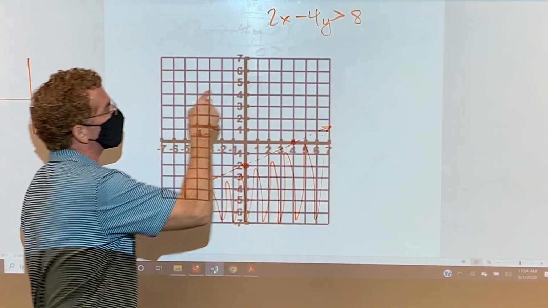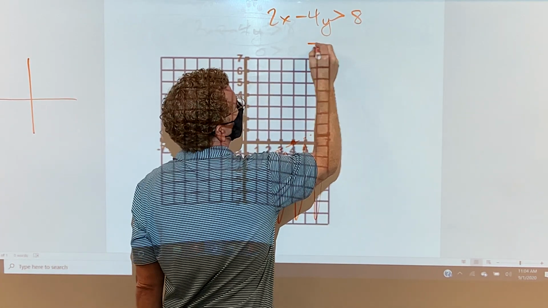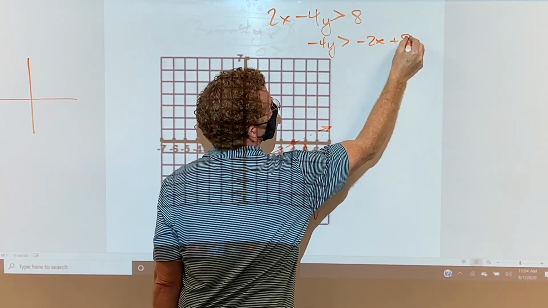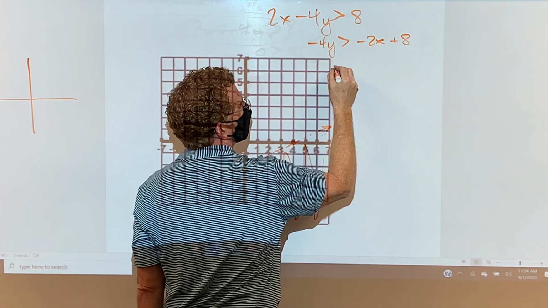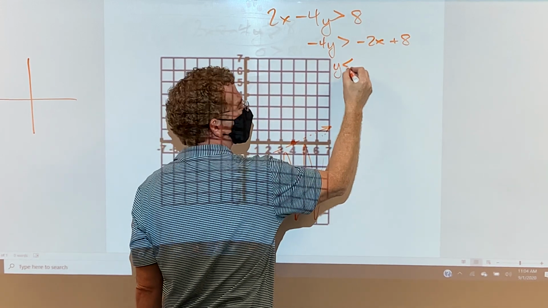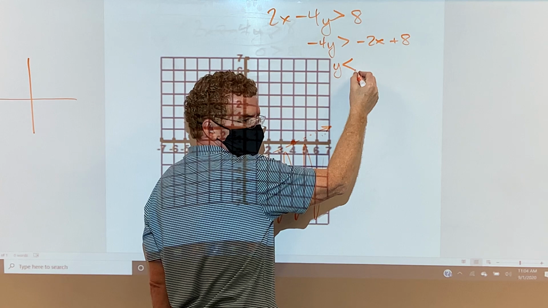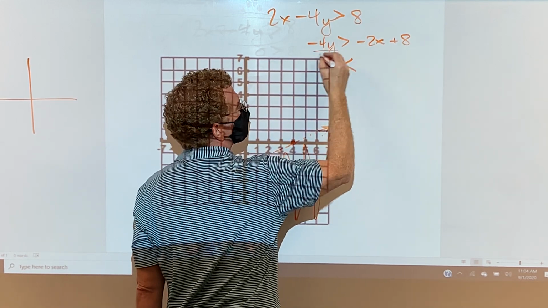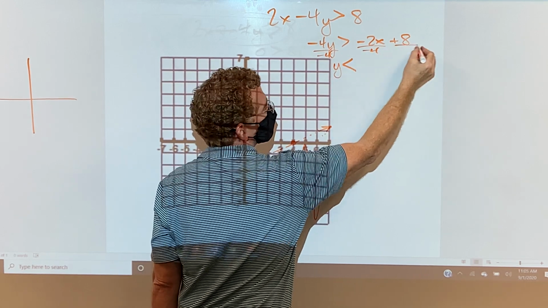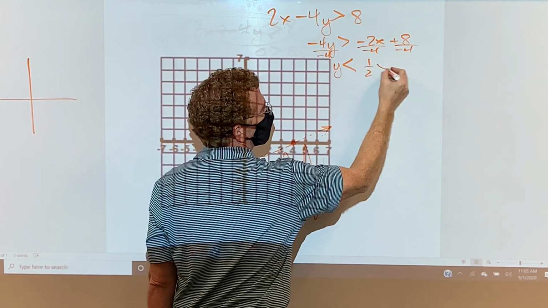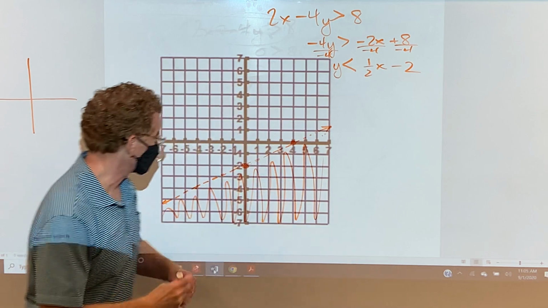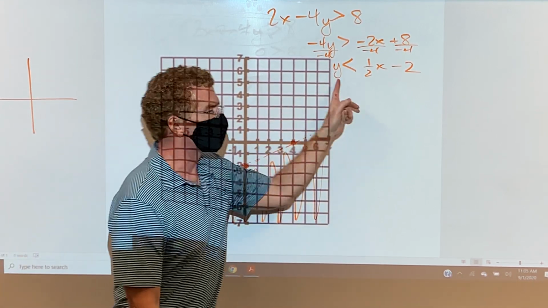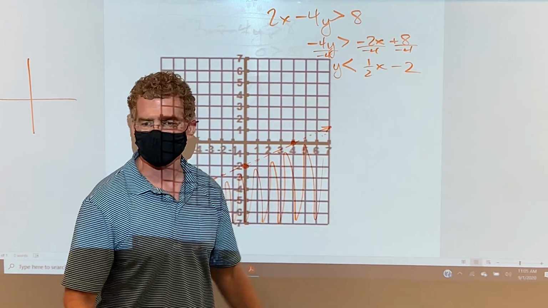If I solve for y here, I end up getting -2x. And if I divide by -4, I change the direction, right? Because I divided by a negative. And dividing by -4 into all of these gives me 1/2 x minus 2. And there's your line again, right? You graph it. But here, if you can get y by itself, it kind of tells you where to shade.